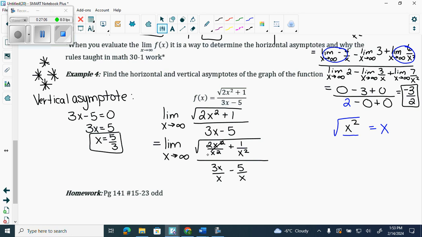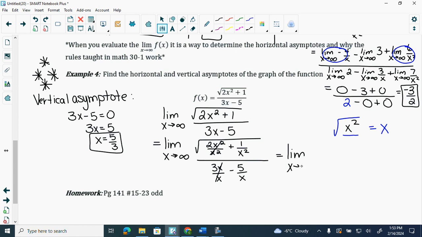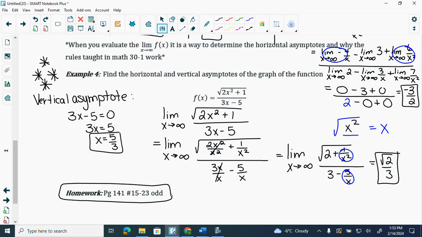So these cancel off. That one cancels. That one does not cancel. These cancel. And so I'm left with the limit as x approaches infinity of the square root of 2 plus 1 over x squared, over 3 minus 5 over x. This becomes a 0. This becomes a 0. So what is my answer? Root 2 over 3. That'd be your homework.